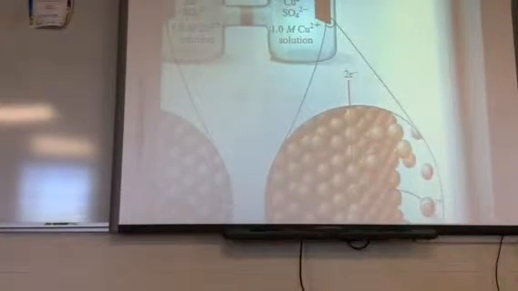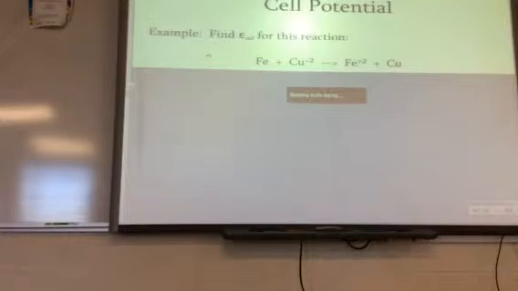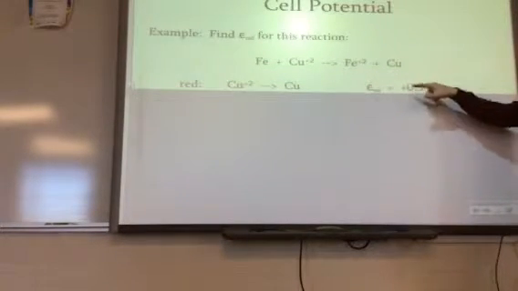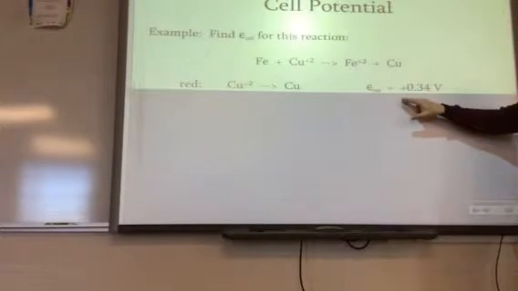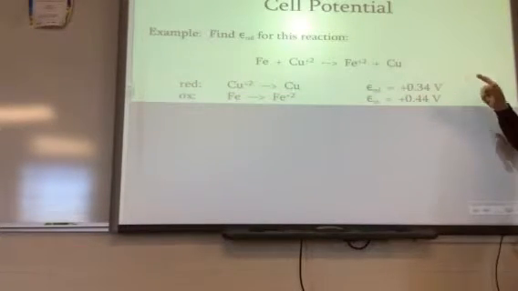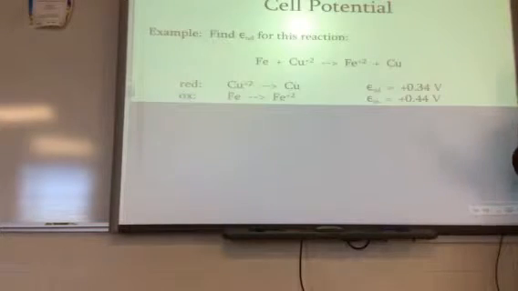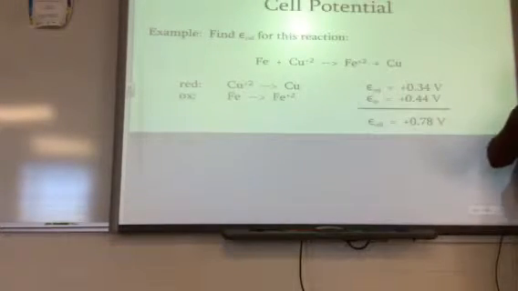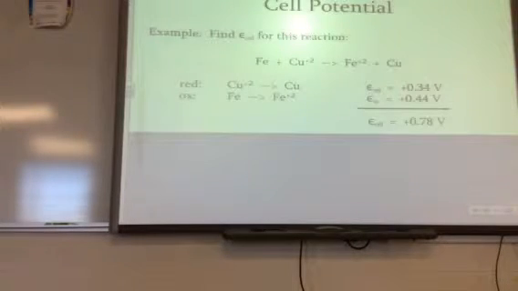All right, so going back to the slide. The thing that's reducing is the copper, and that has a reduction potential of 0.34. The thing that's oxidizing is the iron. It's got an oxidation potential of 0.44. So you just add those two together. Oh, that's pretty easy. So this reaction would have a cell potential of 0.74 volts.